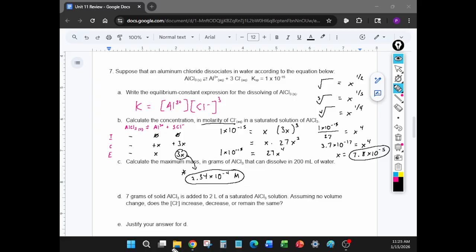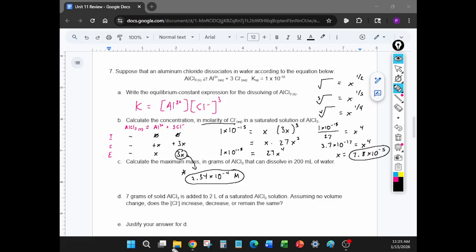Okay. So pretty easy in terms of the ICE table, but then this one, the algebra can really get you, especially if you forget to cube the 3, and also if you don't know how to find the fourth root of a value. Okay. All right, any questions on B?